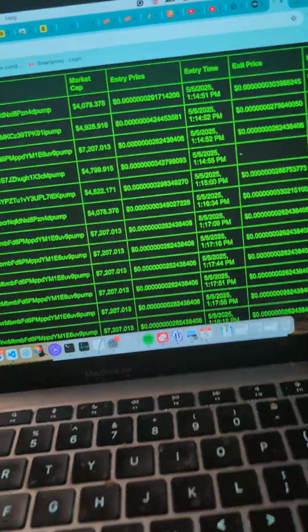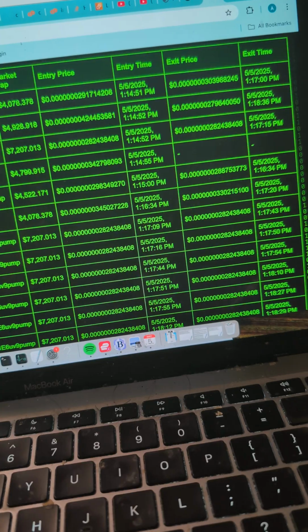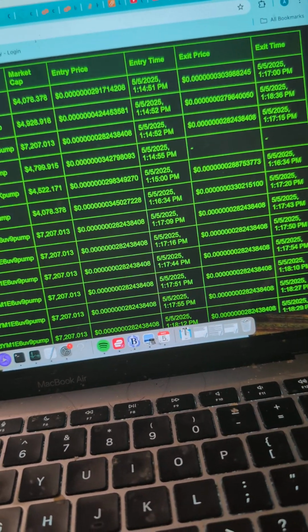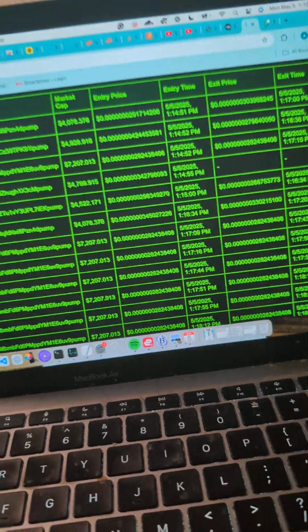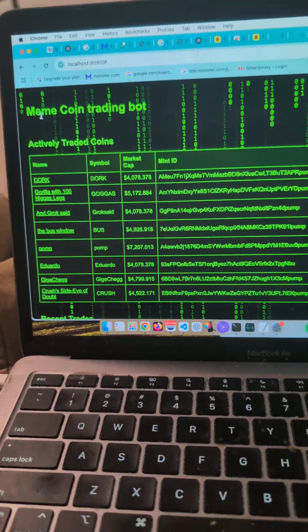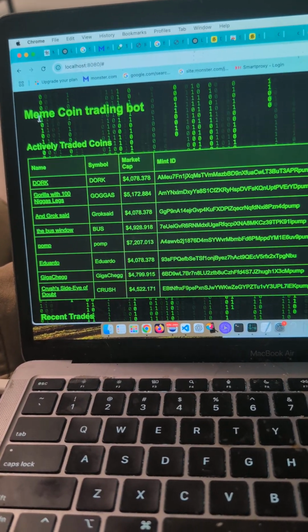This is a list of all our trades that we've made. As you can see, a lot of these are profitable. So that's just a high-level overview of how the bot works.